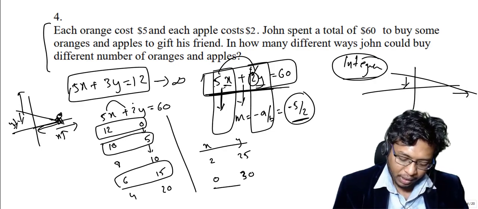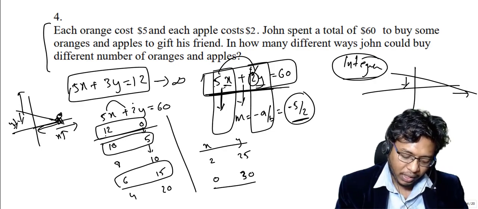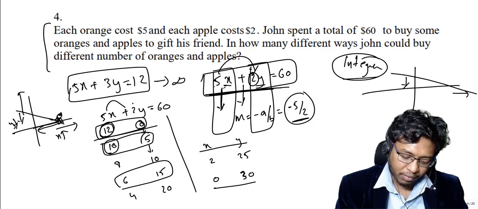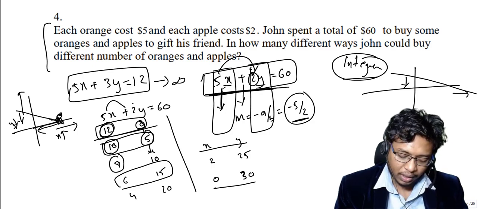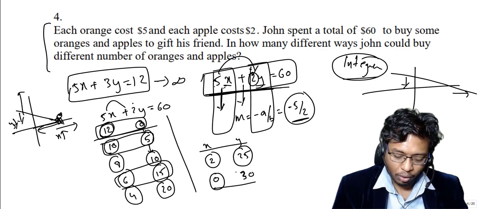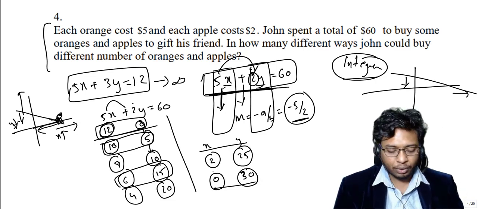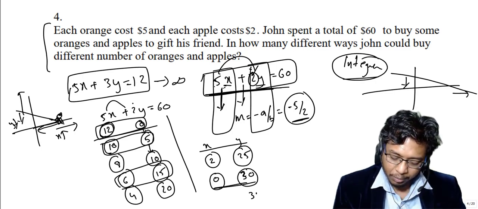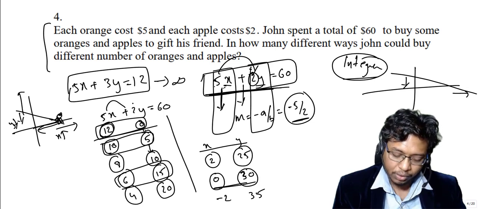So see here, the meaning of this is either he can buy 12 apples and 0 oranges, or 12 oranges and 0 apples, or he can buy 10 oranges and 5 apples, 8 oranges and 10 apples, 6 oranges and 15 apples, 4 oranges and 20 apples, finally 2 oranges and 25 apples, or 0 oranges and 30 apples. So these many ways he can buy. Now here you see, the next term will be 35 and this will be minus 2.